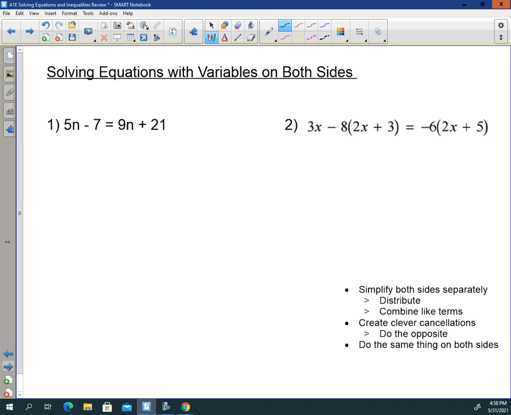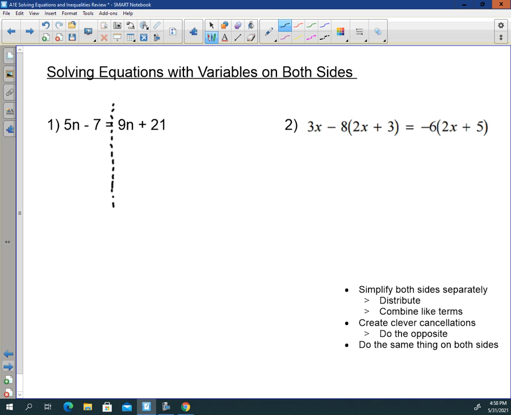Now, this still applies when we have equations with variables on both sides. It's just that it's going to look a little bit different. Remember that the first thing to do is simplify both sides separately. So let's do that on number 1. Now, when I look at 5n minus 7, I don't see anything to distribute, and I also don't see any like terms I can combine.